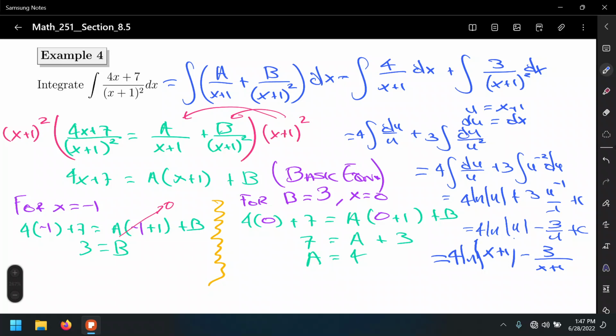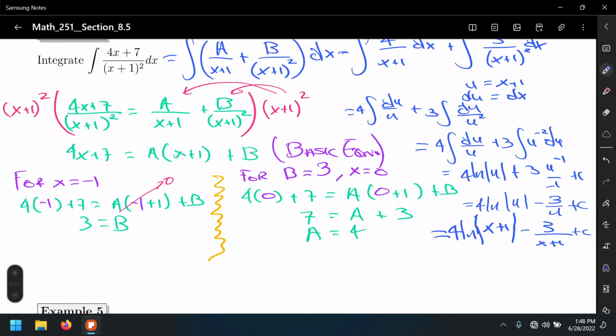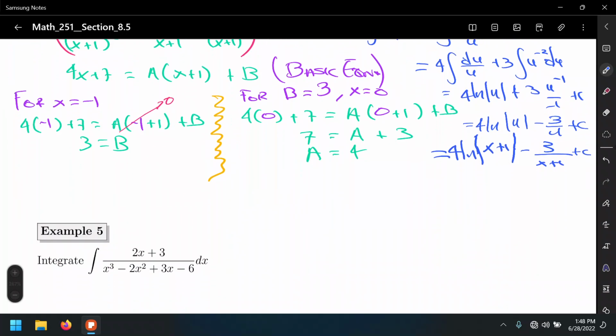Let me make this look like a C. Yes. Alright. Make this absolute value bar longer. There you go. Questions about anything on this example? Alright, let's have a look at the next one.